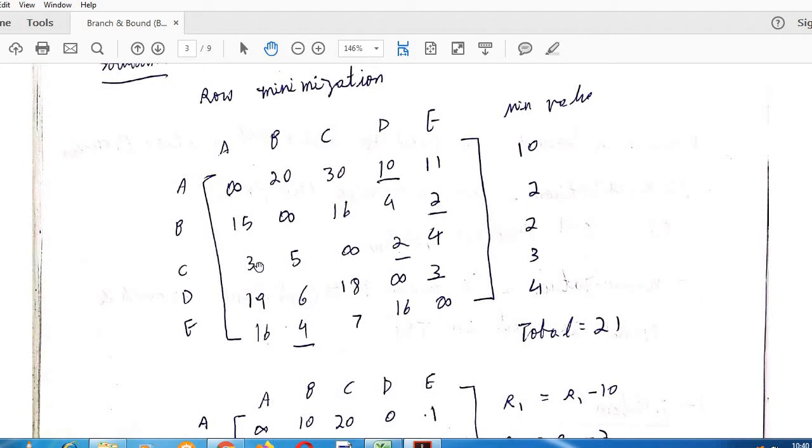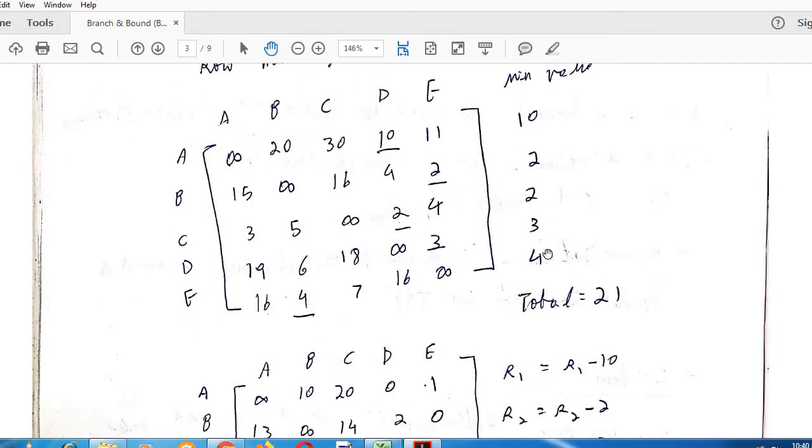Similarly, the third row minimum value is 2, so that also I will write down. In the fourth row the minimum value is 3, that also I write down. Then in the fifth row 4 is the lowest value, that also I will write down. So if you total it, 10 plus 2 plus 2 plus 3 plus 4, it will be around 21.